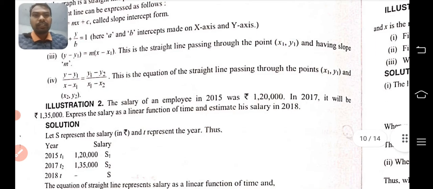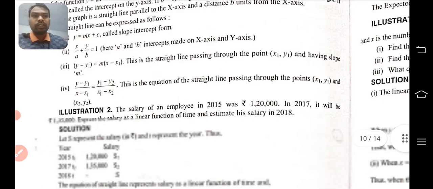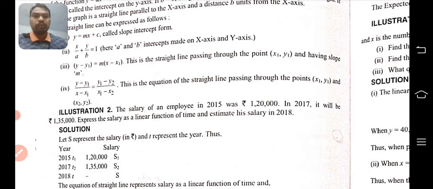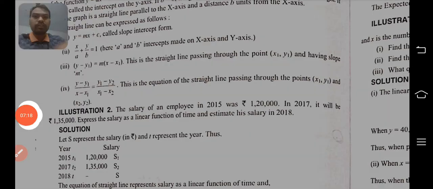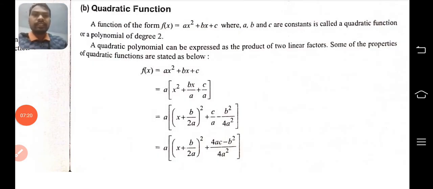And another linear function we can say: y minus y1 divided by x minus x1 is equal to y1 minus y2 divided by x1 minus x2. In this equation, it is also a straight line. All the linear functions are straight lines, and this passes through the points (x1, y1) and (x2, y2). It means it will pass through the two points, x1, y1 and also x2, y2. So all these are the notations of a linear function. Understood?